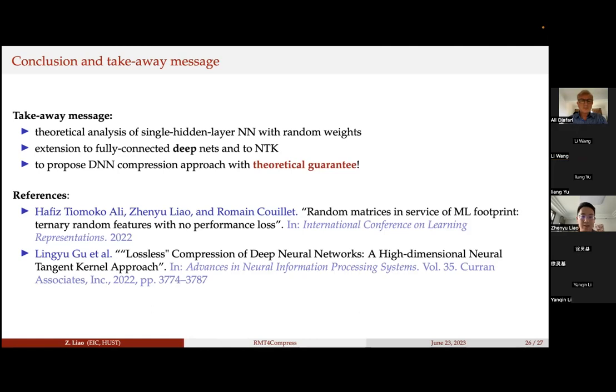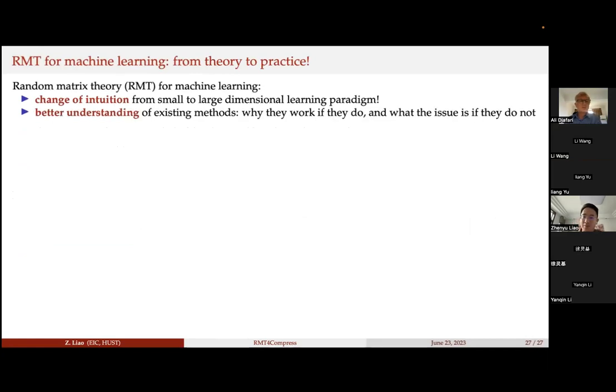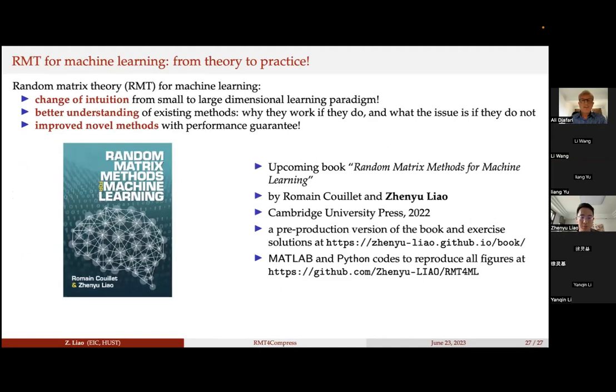Okay. And my last slide is an advertisement for random matrix theory for machine learning. With random matrix theory, we get a change of intuition. We have a better understanding of existing methods, whether they work or not, and we know how to improve or fix these methods. And with my PhD supervisor, we have this book on random matrix methods for machine learning. It was published last year. And we have a pre-production version on my personal website, and all the code in MATLAB or Python is available to reproduce all the figures in the book.